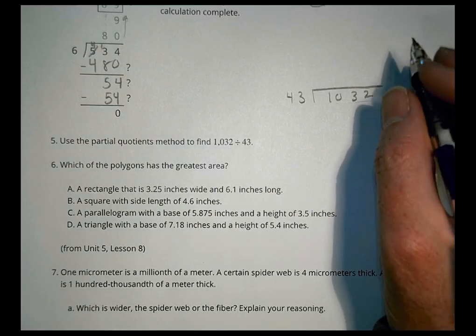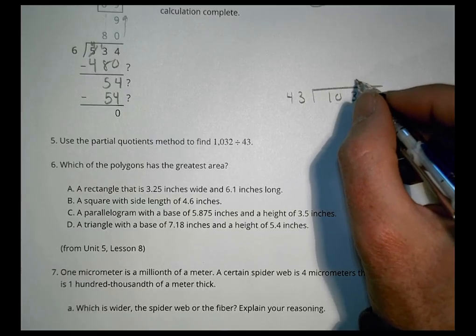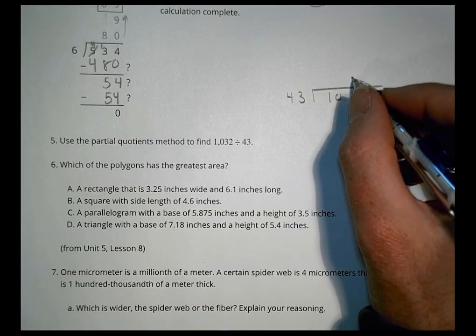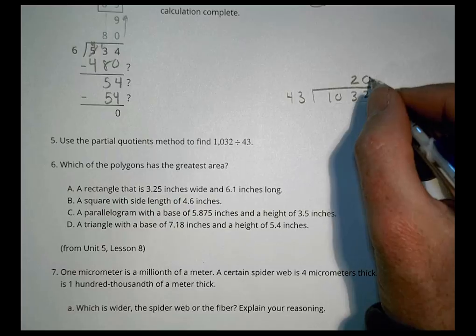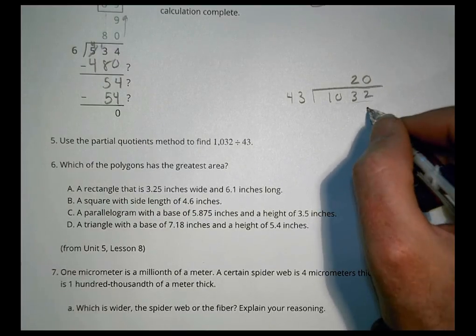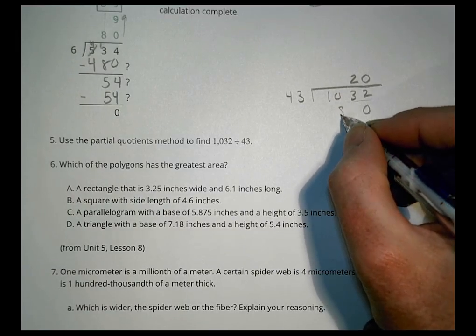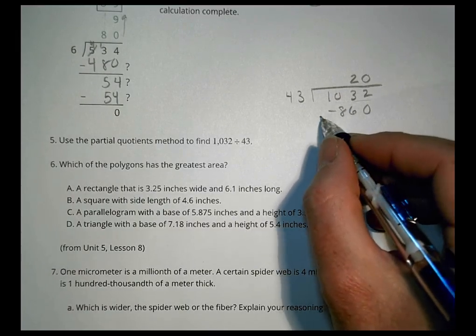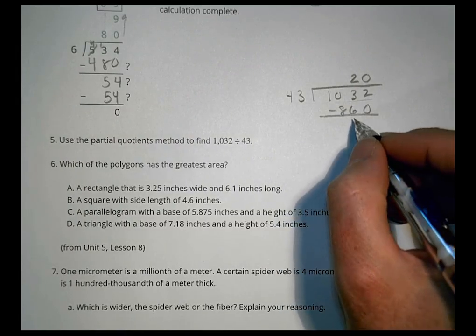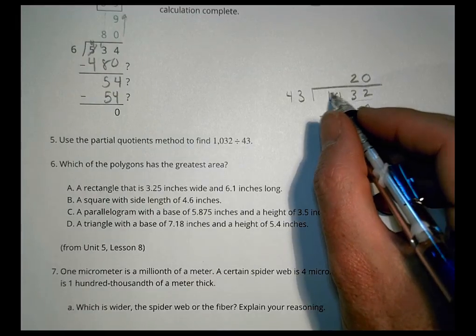So let's just go ahead and go with 20 groups for now. Okay, 20 groups. So put a 0 there, and then 43 times 2 is 86. We have 860. So 20 groups of 43 is 860. Subtract. We have 2. We're gonna borrow.